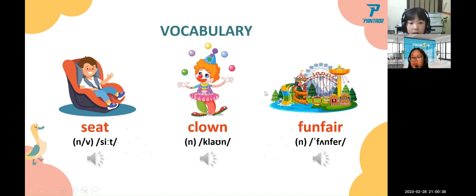Okay, next is fun fair. Have you been to a fun fair before? Yes. And how was it? It's fun. Just fun. Have you ridden a Ferris wheel? What is it? Ferris wheel, merry-go-round, another, what is it? Horror train. Have you tried that ride? Yeah, the fun fair is very fun here.